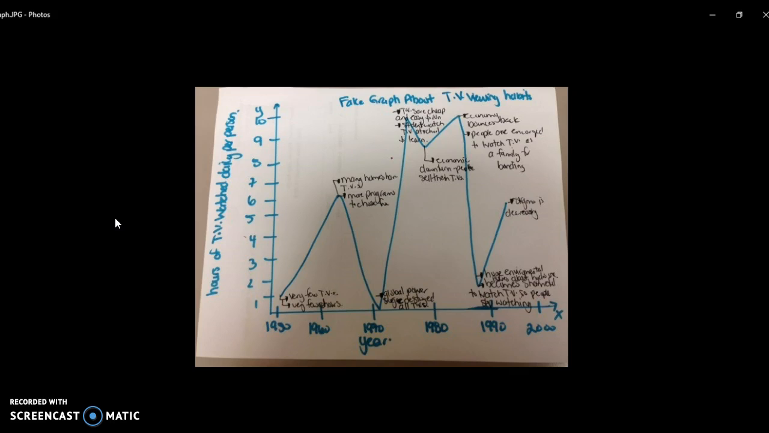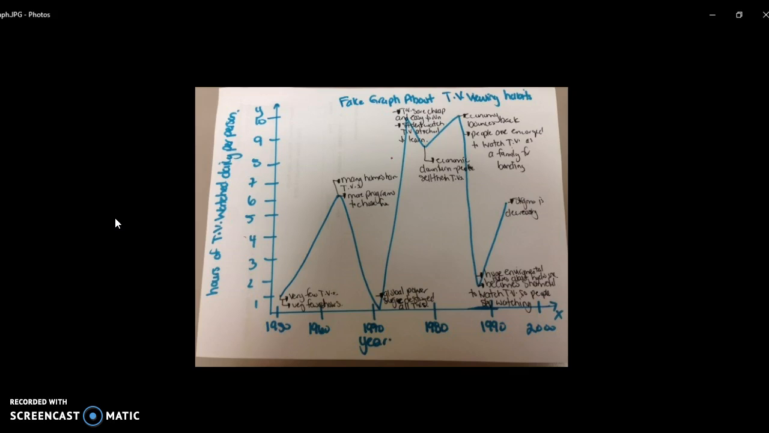So you're going to make 4 different graphs, one for each of those statistics. So this, it says right here, it's a fake graph about TV viewing habits. It has nothing to do with anything in our course, but it does illustrate our point. So I've got the years on the bottom. On the left-hand side is the number of hours of TV watched daily per person. So as you can see, there's a lot of change in this.